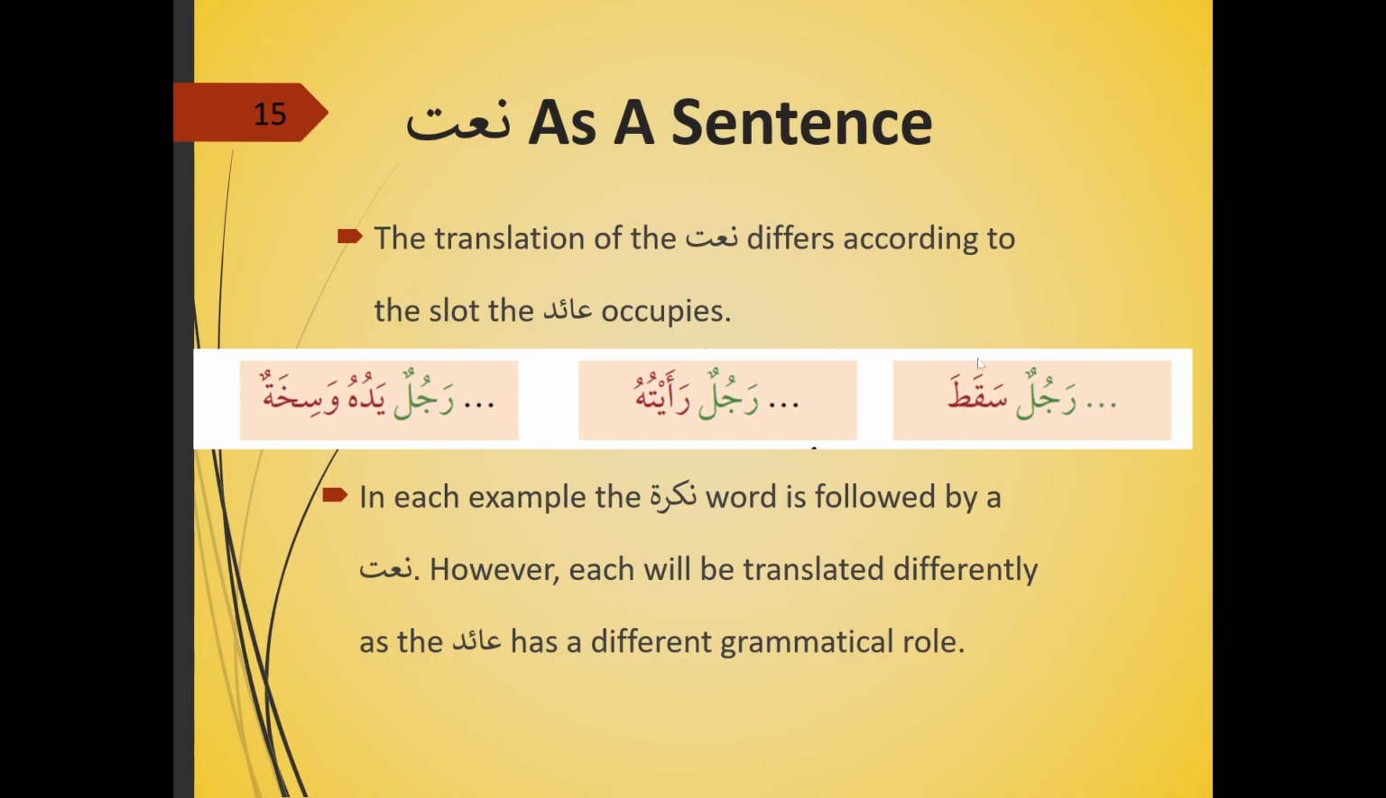In this case, the a'id is a fa'il. In this case, what is the a'id here? Maful. It is maful bihi. Okay. Ra'aytuhu. Who? Okay. Who is Amir? Okay, alhamdulillah.